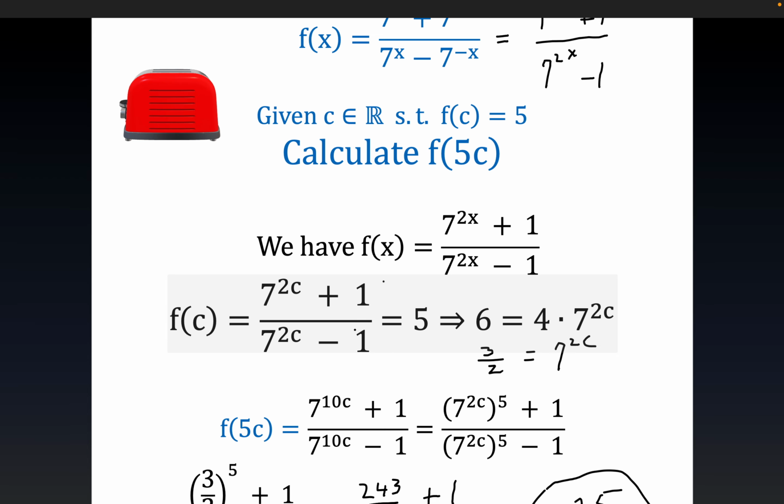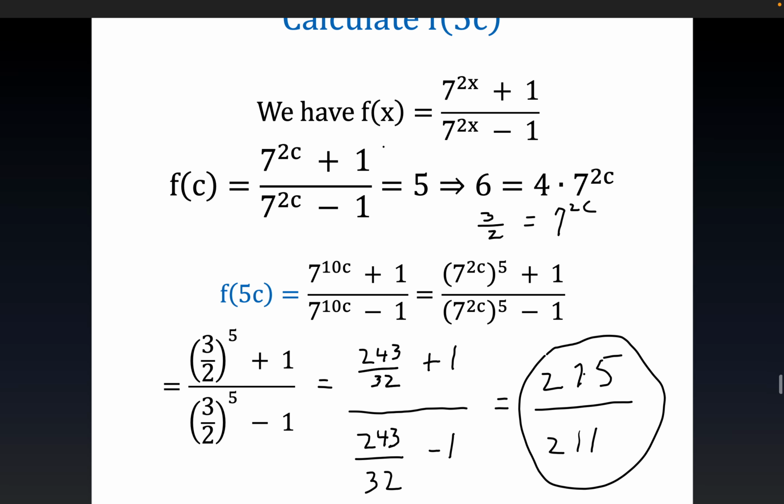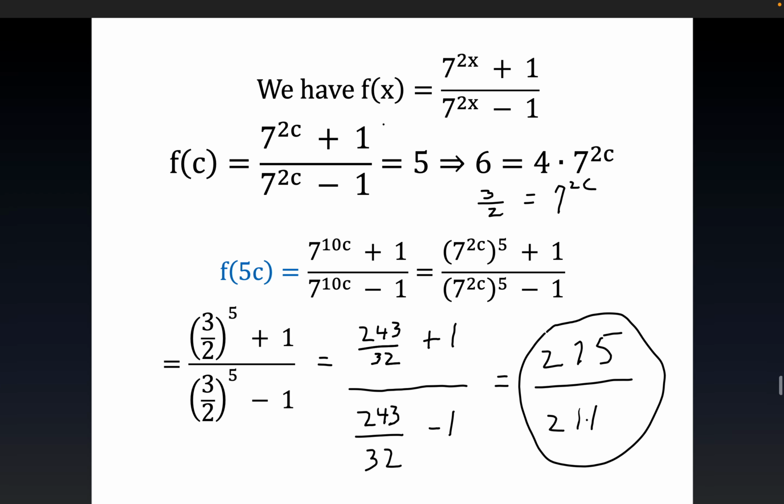This step here was probably the hardest step in the problem for me. You have to multiply through by this, and when you do that, I left out a little bit of the work, but this is what you get: 3/2 is equal to 7 raised to the 2c. And after that, it's fairly straightforward arithmetic. But 275 over 211 is the answer I got.